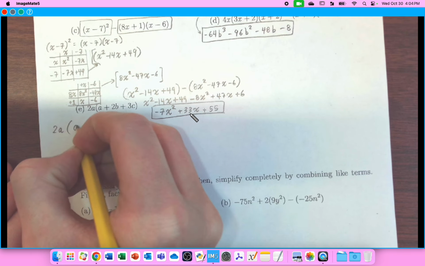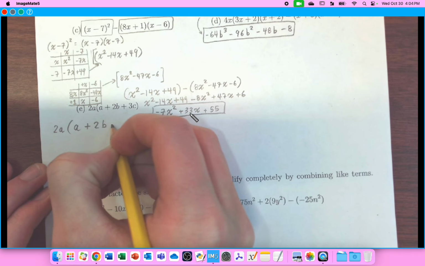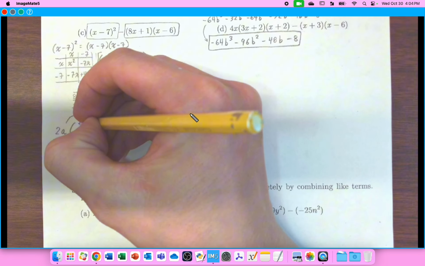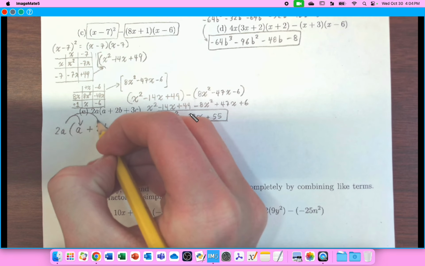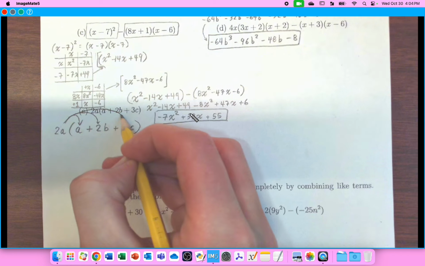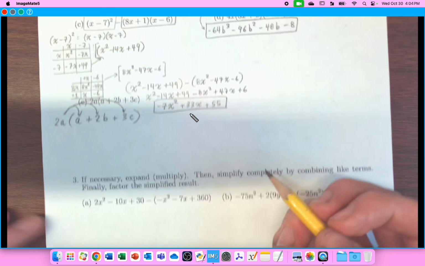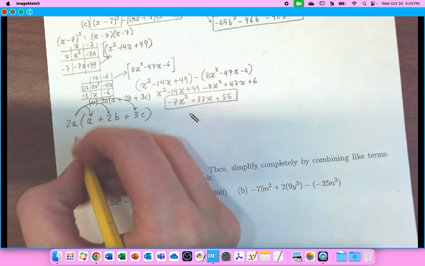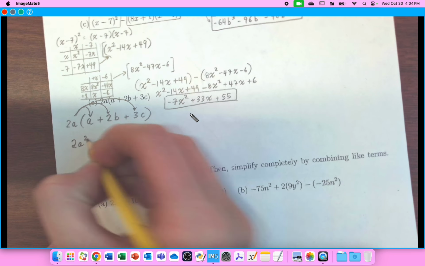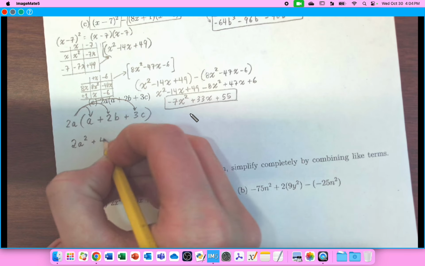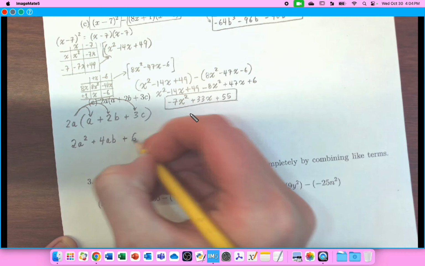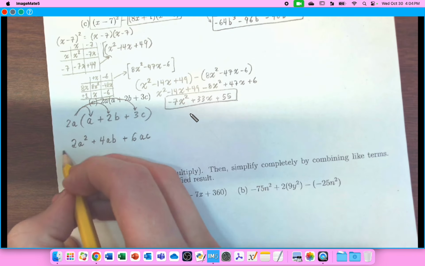2a plus 2b plus 3c. It's like a regular old distributive property. Nice. Well, all of this is distributive property, but this is like day one, you know what I mean? 2a squared plus 4ab plus 6ac.